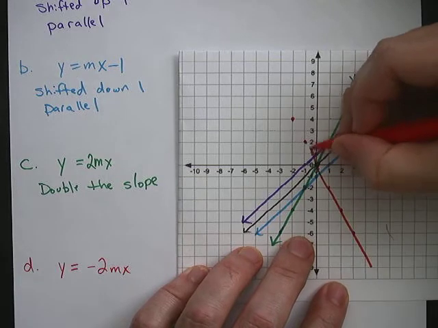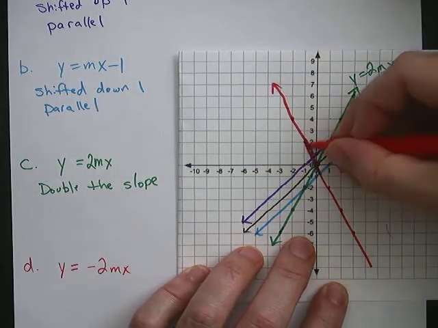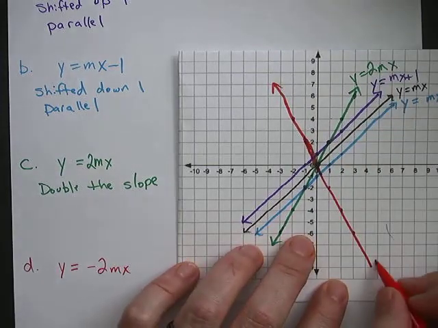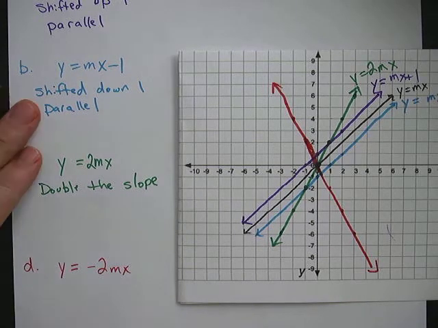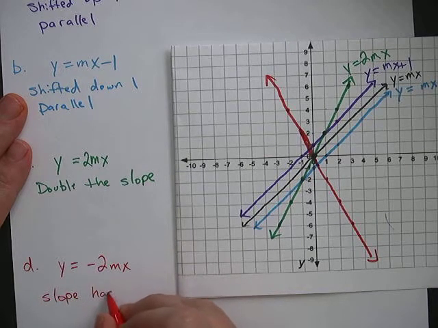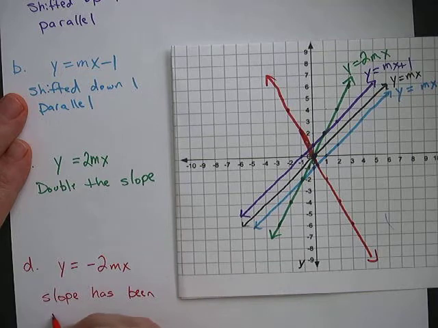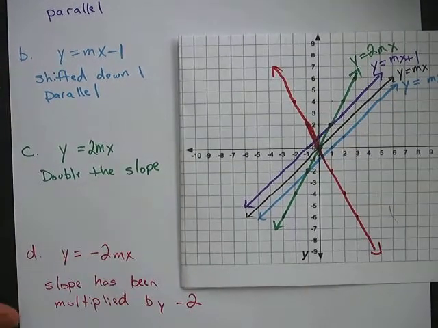Okay, it doesn't have to be exactly perfect, but you guys get the idea. It's not perfect because it's all bent right here, but there's the graph. Okay, so the only relationship you can say between this graph and the other graph is the slope has been multiplied by negative 2. This one, like I said, double the slope means it was multiplied by positive 2. Okay, and those are your 4 graphs.